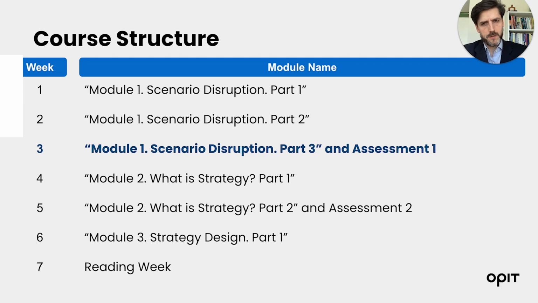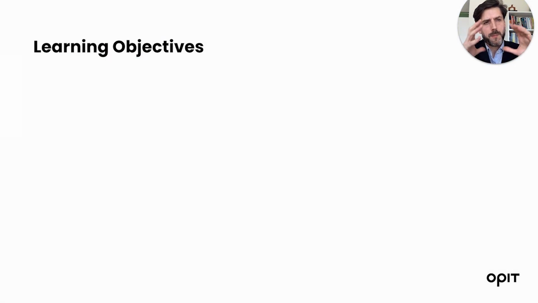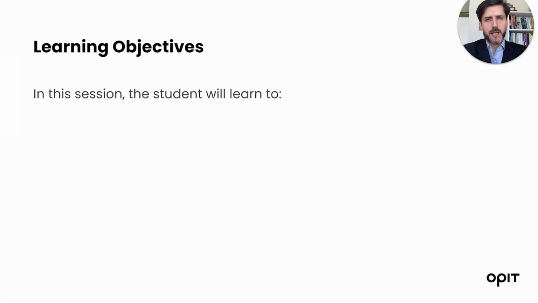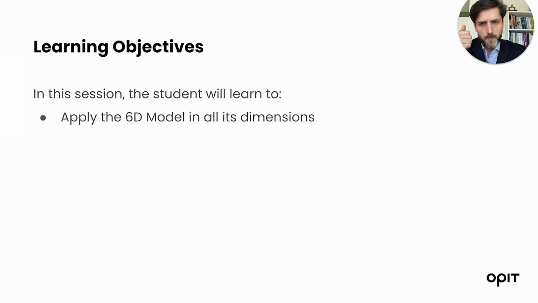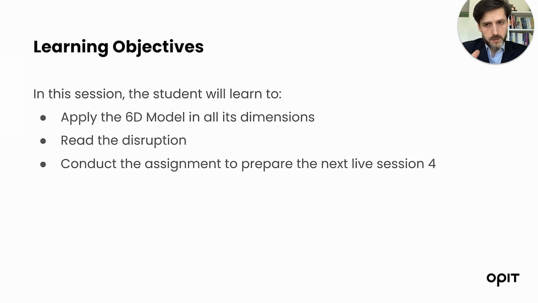And so this model, the 6D model that we have already started seeing, helps us to wrap up the entire way to read the disruption. In fact, in terms of learning objectives, we expect the student to learn how to apply the 6D model and all these dimensions which allow him to read the disruption. And finally, as an objective, the student will conduct the assignment to prepare for the next live session.